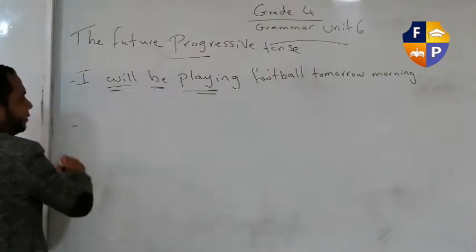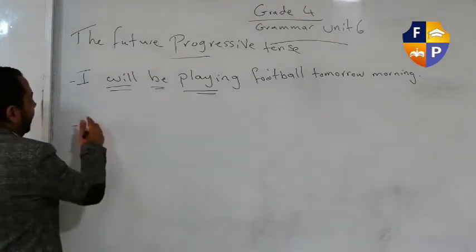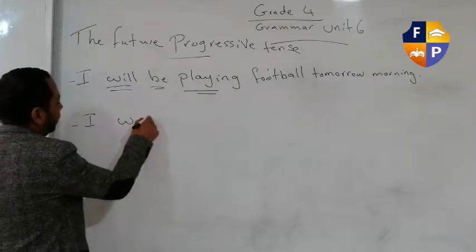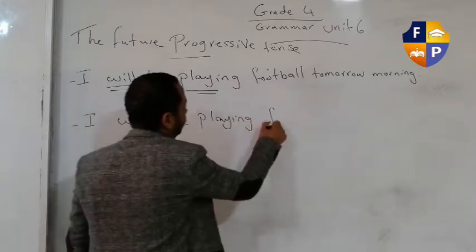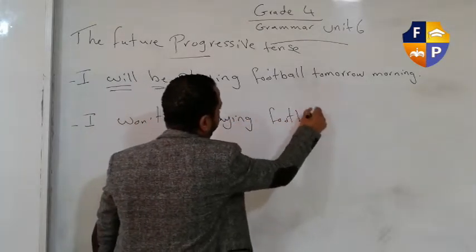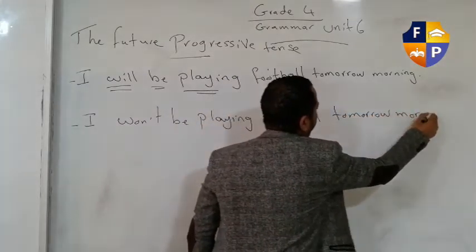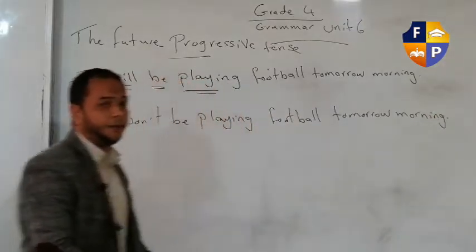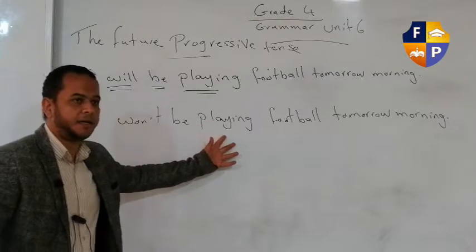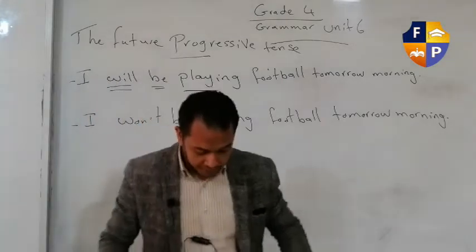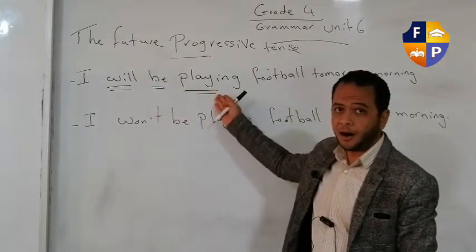Stop. If I want to change this sentence into negative, it will be I won't be playing. So the negative form of future progressive tense will be won't be plus verb ing. Take care of this, listen, because it's confusing a little bit. Will be plus verb ing.